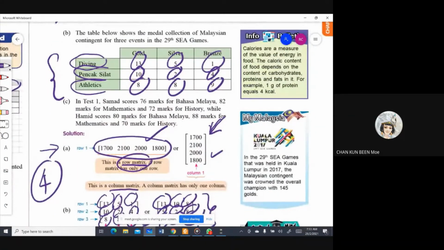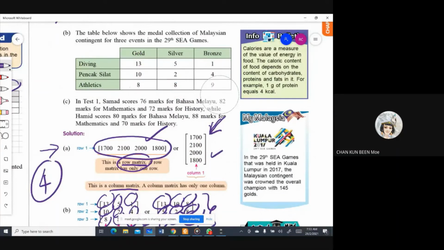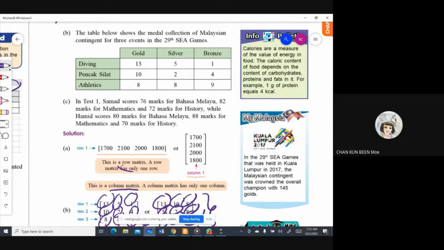So next one is C. In test 1, Samad scored 76 marks for Bahasa Melayu. Moderate only, right? 82 marks for mathematics. But I really hope he can get 100 marks for mathematics. And 72 marks for history. While Hamid scored 80 marks for Bahasa Melayu, 88 marks for mathematics. So Hamid scored higher than Samad, and 70 marks for history, but history is lower. So we have Samad and Hamid.